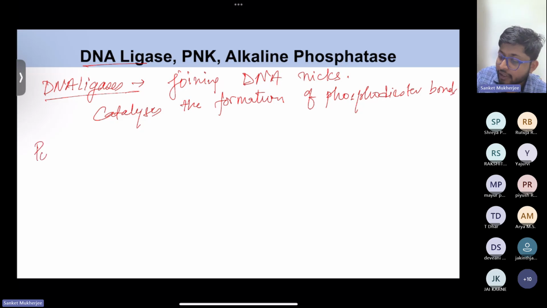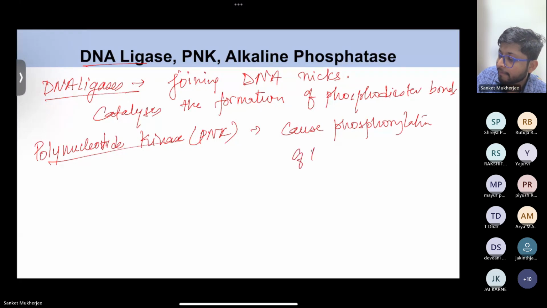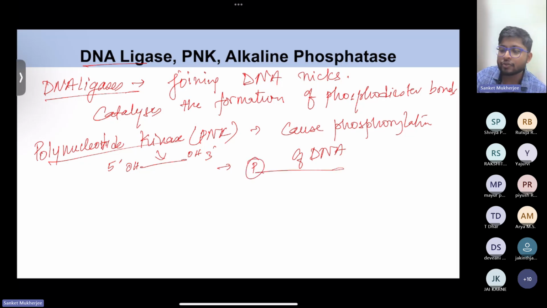Another enzyme which is important is polynucleotide kinase, also known as PNK. Polynucleotide kinase causes phosphorylation of DNA. Basically, if the ends of DNA are dephosphorylated, let's say this is OH and OH at the 3' end, this kind of DNA cannot essentially ligate because phosphate groups are important. So upon treatment with PNK, it will have a phosphate group on the end. That's how it is used.